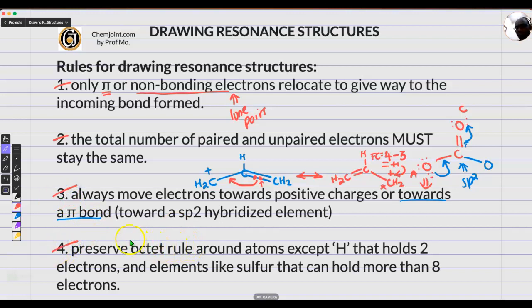Rule number 4, always preserve the octet rule. And that's what I'm trying to do, especially here. If I'm moving a double bond this way, I don't want to keep the other double bond. One has to give way to maintain 8 electrons around that carbon. Except for elements like hydrogens, which are just happy with 2 electrons on them. And also unlike sulfur, which can take more than 8, because remember, in the Lewis structure of sulfuric acid, for example, the sulfur itself is surrounded by 12 electrons. There are exceptions, but for the most part, we want to maintain the octet rule.